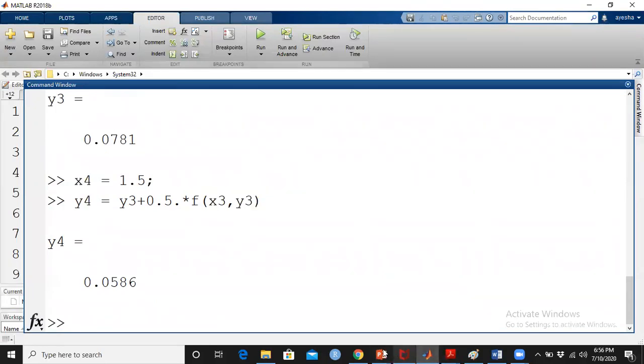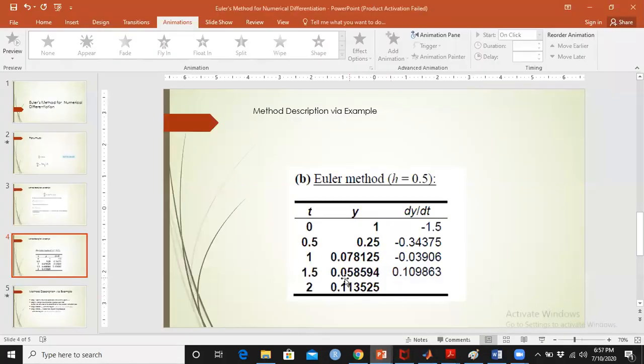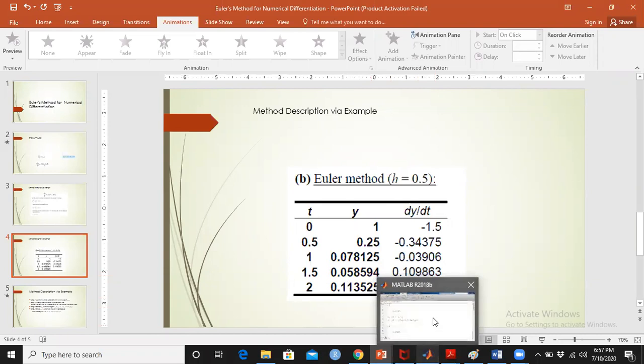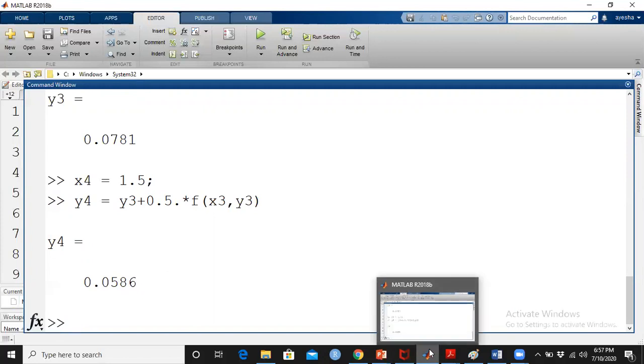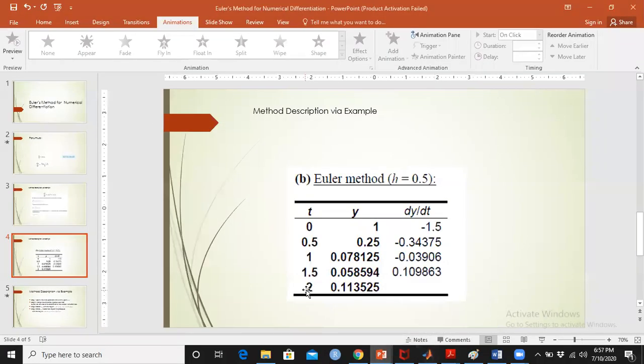This is y4. Let us compare the answer here. This is y4, 0.0585, and here I have got 0.586 because I am rounding it to 4 decimal places. All right, now students, that is it. Now you can even go for y5 and you can obtain this value, 0.113525.